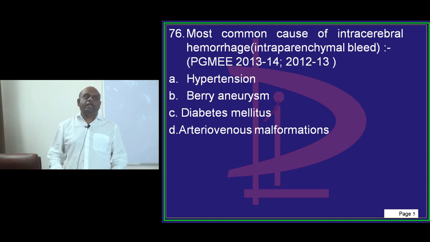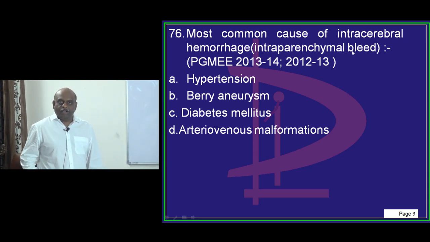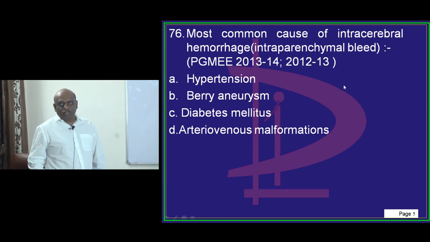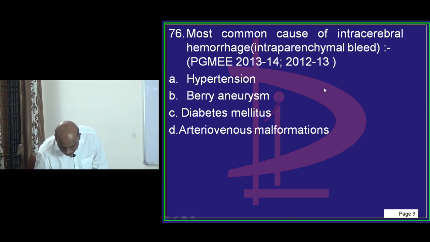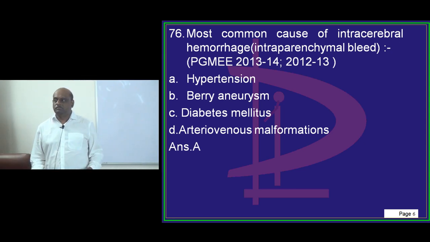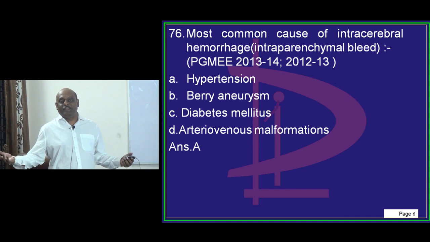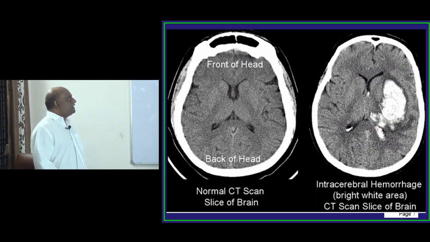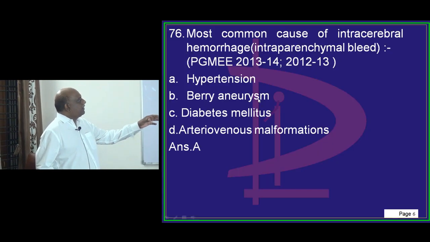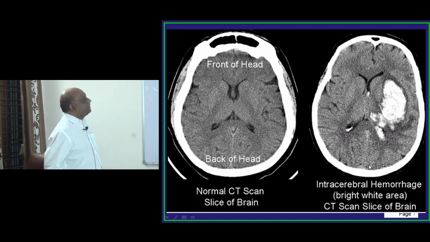Then for intracerebral hemorrhage, what is the most common cause was a favorite question repeatedly asked in NEET PG 2012, 2013 and also 14. Very easy question. It is hypertension, which is abundantly available in clinical practice. After 45, everyone is hypertensive. So this is a normal CT scan, and this is the classical area which is called the capsuloganglionic area, where you can have the bleed. The intracerebral hemorrhage is what you need to remember.